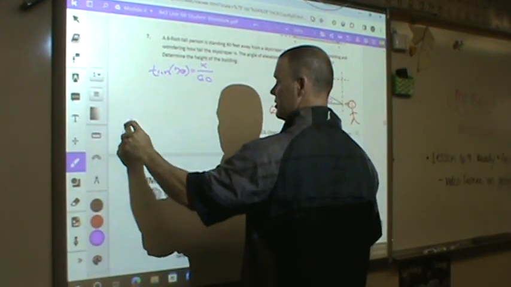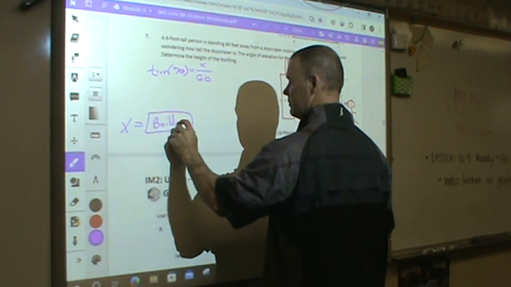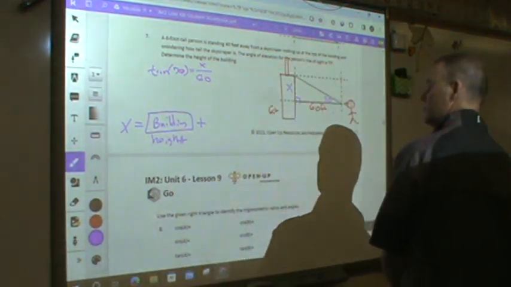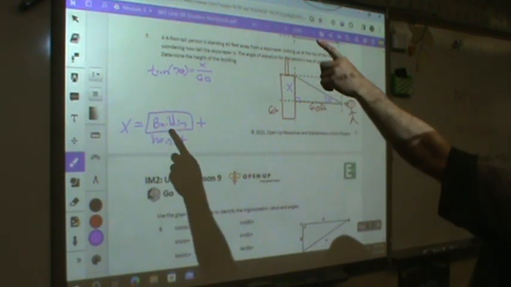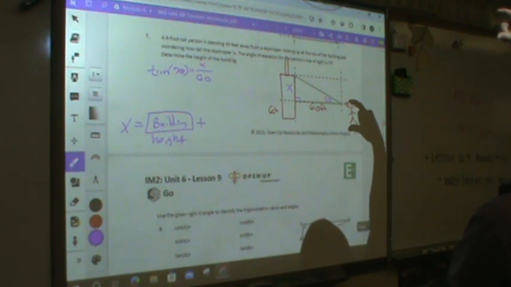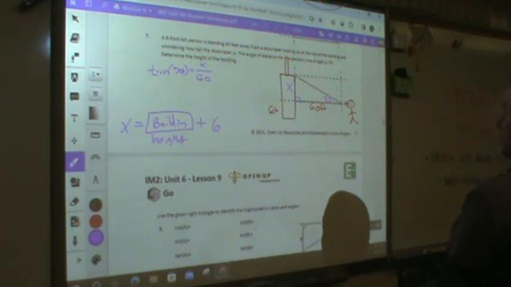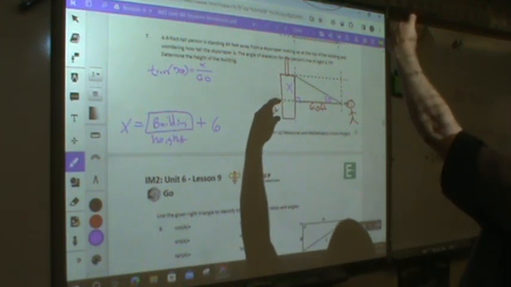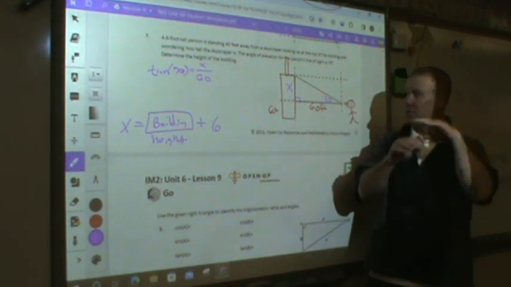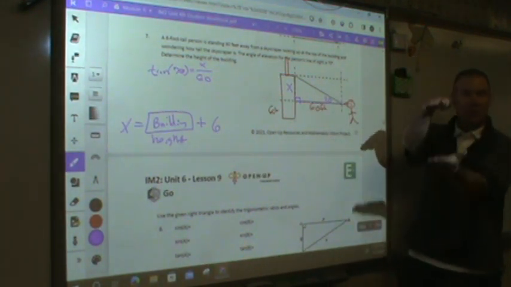Now, what do you do with your answer? X is equal to building height plus what? I have to add to the building height what? How tall is the person? 6 feet. You have to add 6 feet to your answer. Why? Because the person is 6 feet tall. If you're using any kind of measuring device, that device has to go out straight and form a 90-degree angle. You have to take into consideration and add those extra feet.